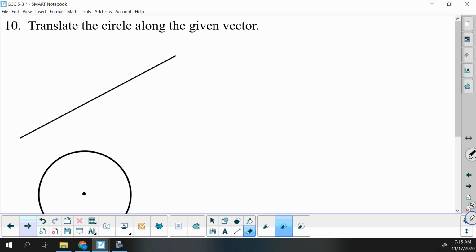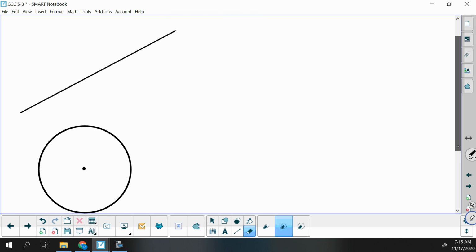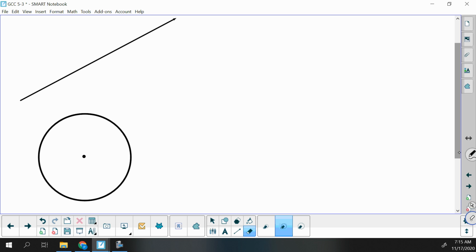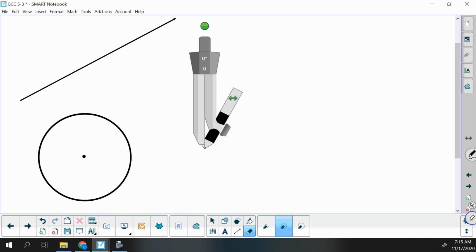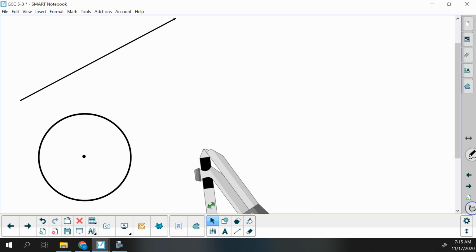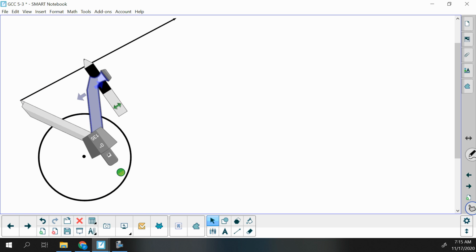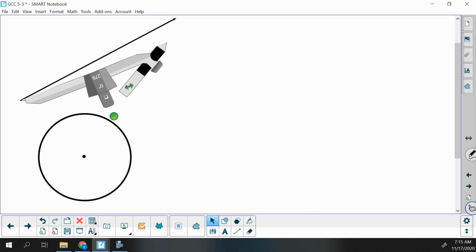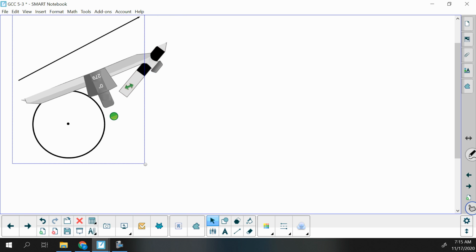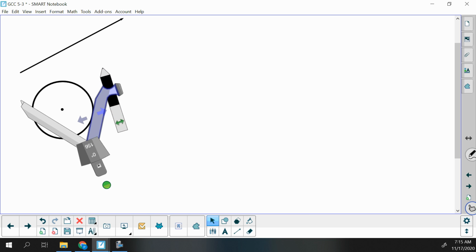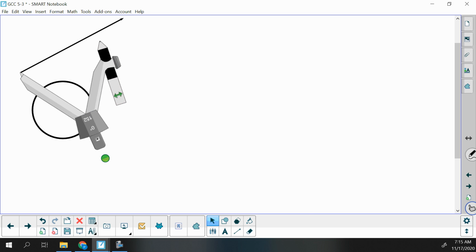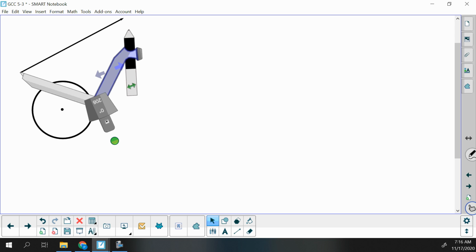Alrighty, last one. We want to translate the circle by this vector. Well, really, we know that the translated circle is not going to change its size, so it's going to have the same radius. So really, we just have to translate the center. So we're going to start out by setting our compass to the length of the vector. So I'm going to put my point over here, and I'll put my pencil, and it looks like I've got to shrink my figure just so that I can do it on the smartboard. Your compass should be able to open enough for the paper.